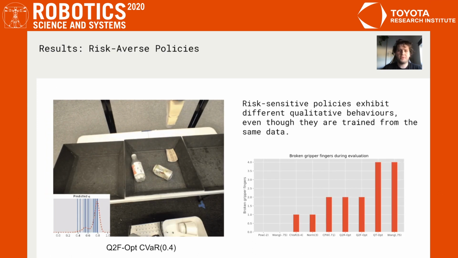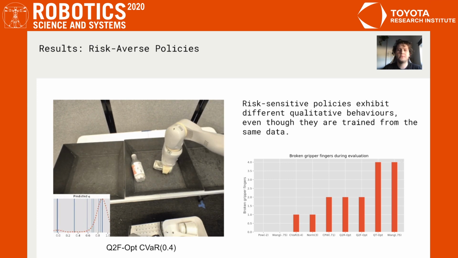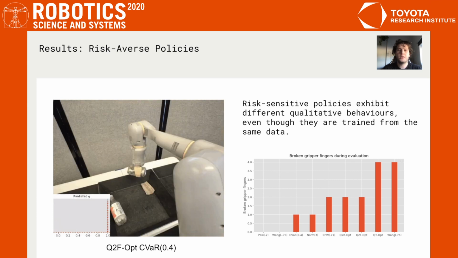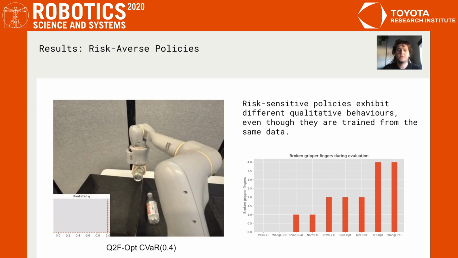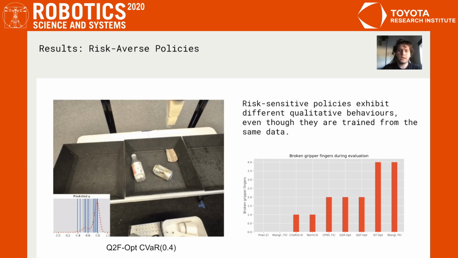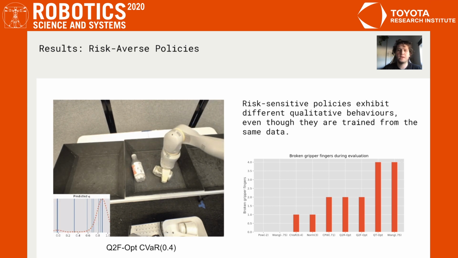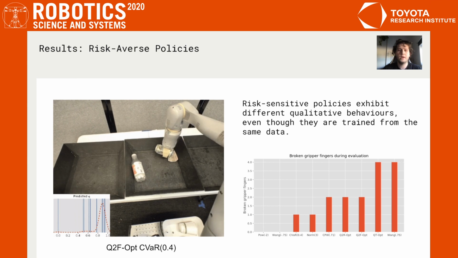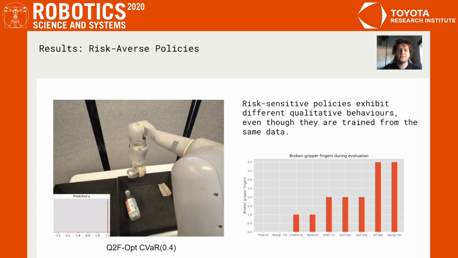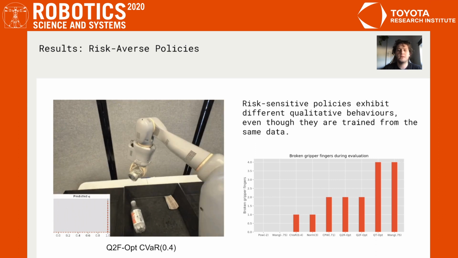Besides the performance improvements, we noticed risk-sensitive policies exhibit distinctive behaviors, even though they are trained from the same data. This video example shows how the risk-averse conditional value at risk policy learns how to use the edges of the beam to become certain that it has grasped the object. To illustrate this point further, the plot on the right depicts the number of broken gripper fingers for each method during our real-world evaluation, ordered from risk-averse to risk-seeking. This data shows that risk-averse policies implicitly achieve safer interactions with the environment.